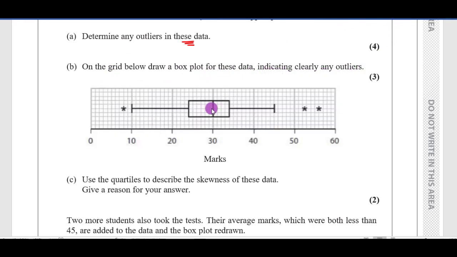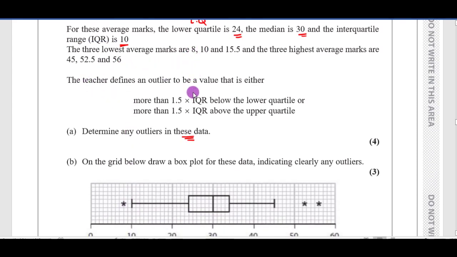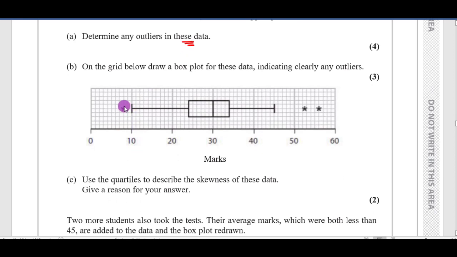Now on the grid below, draw a box plot for this data. Identify clearly any outliers. Now we have the lower quartile is 24, the upper quartile is 34, the median is 30, and the maximum value is 45 as given, and we have two outliers, which are 52.5 and 56. According to the data given, the minimum is 10, and we have an outlier point, which is equal to 8.